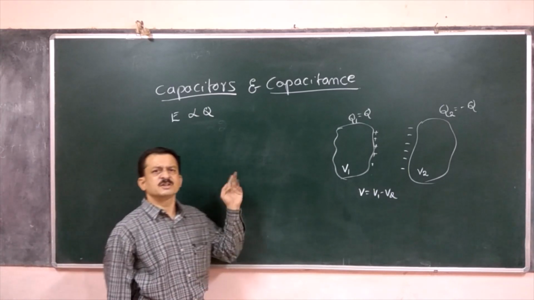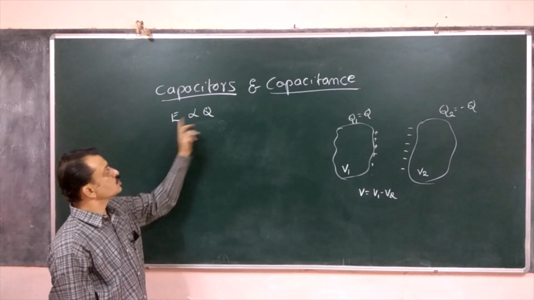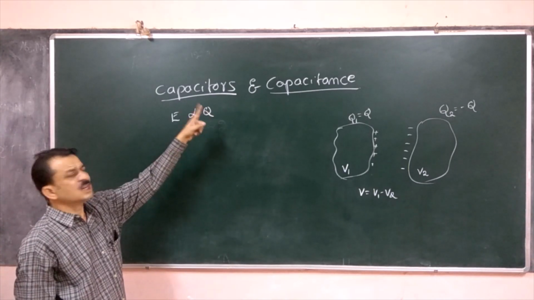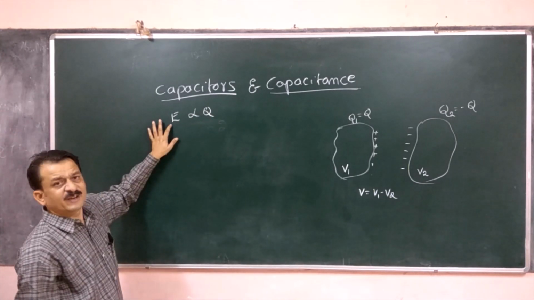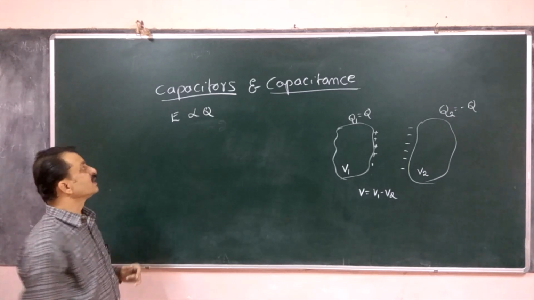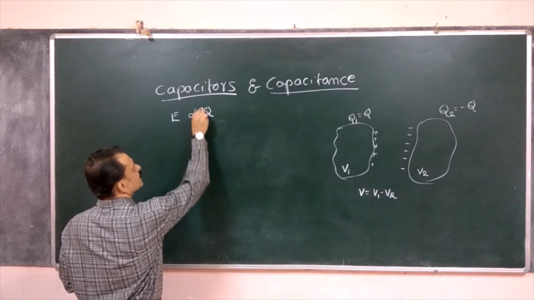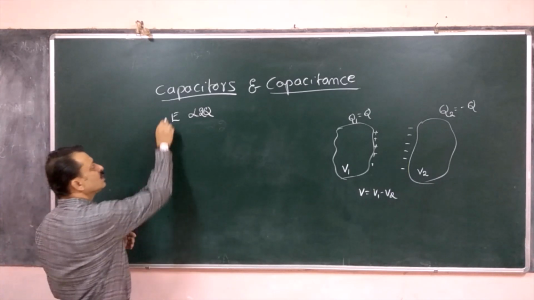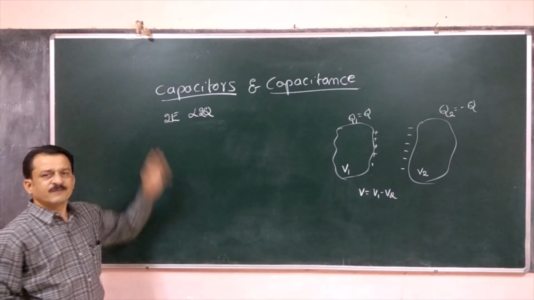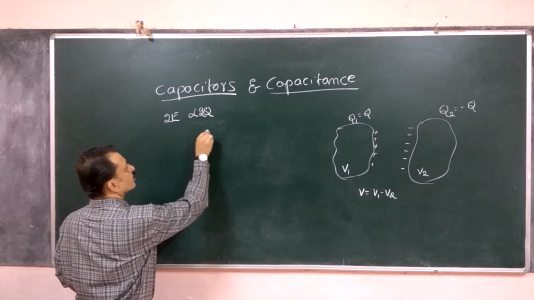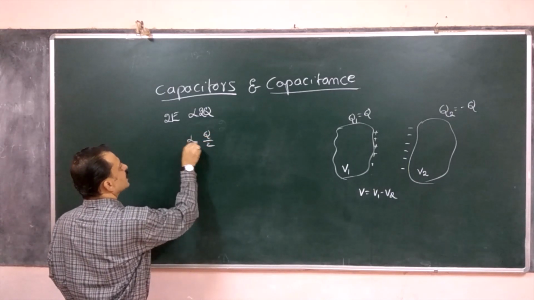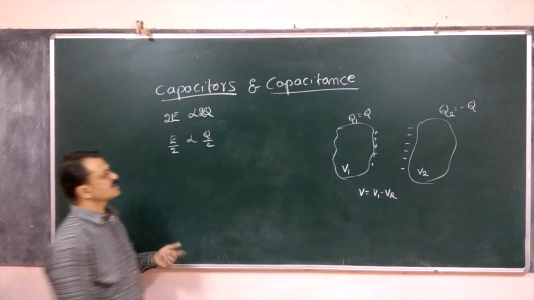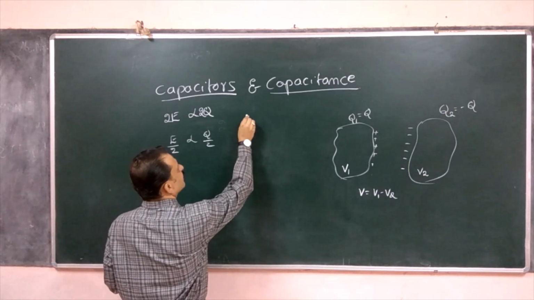We are already familiar with this one. Electric field is directly proportional to the charge. As the charge increases, what about the electric field? Obviously it also increases. If I double the charge, the electric field is also doubled. If I reduce the charge to half, Q by 2, the electric field is also halved.